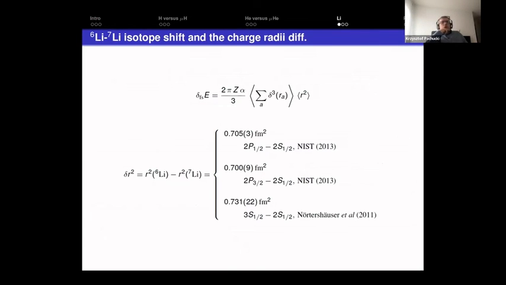In the previous talk, I'm almost finishing. In the previous talk, we heard about the determination of the Zemach radius from hyperfine splitting.